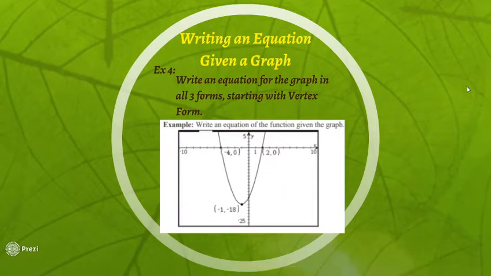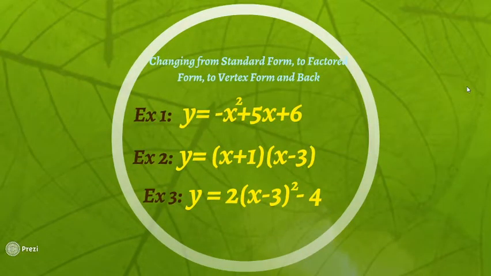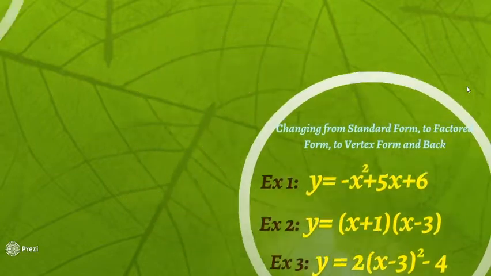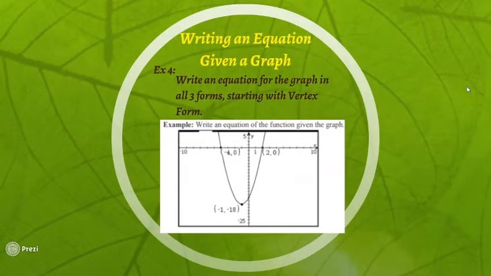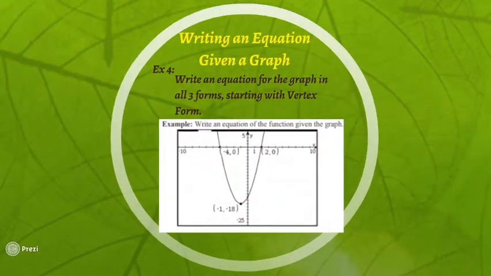Today we're going to be talking about how to write a quadratic equation in all three forms, of course, from a graph. So what we did last time, I gave you an equation and you had to get the other forms from the equation. Now I'm going to give you a graph and you should be able to get 2 out of the 3 forms from the graph, and then using what I've already told you from example 1, 2, and 3, you'll be able to find the third form.